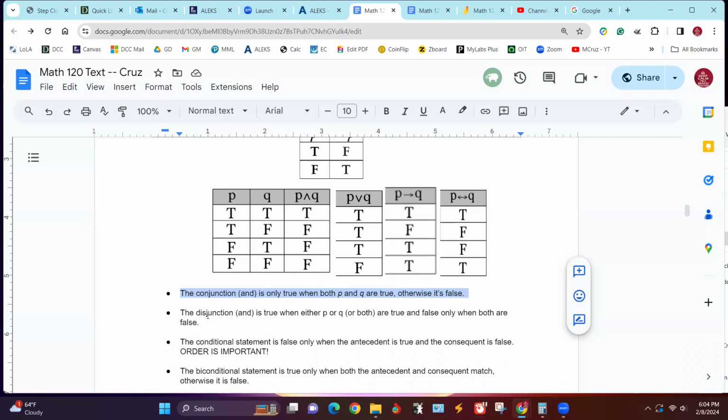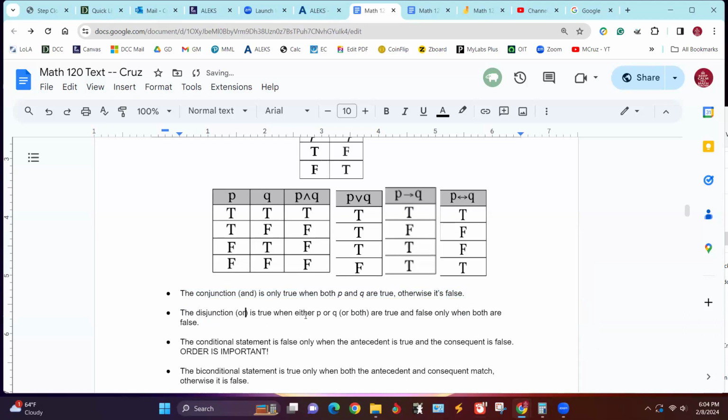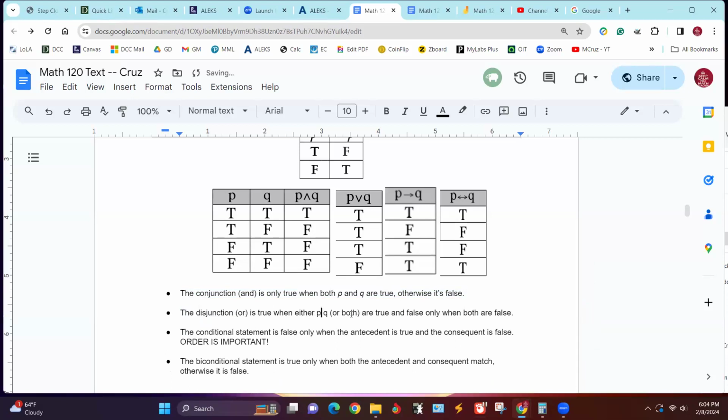The disjunction, I should say, or, is true when either P, Q, or both are true, and false only when both are false. So see this right here? These three are true now. The one that's false is the false.